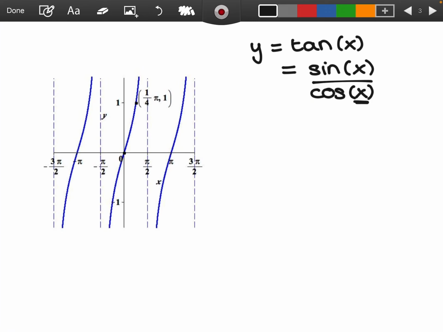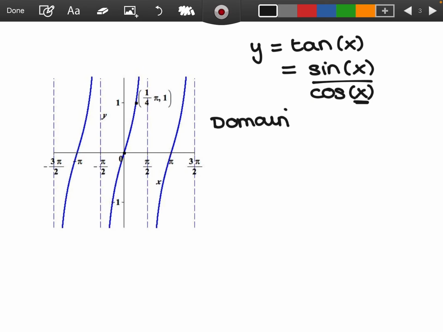I have an undefined value out of my tan function. And therefore, in the graph, I have asymptotes. So the graph is going to approach these vertical asymptotes, but it's never going to hit them because the graph is undefined at those values.